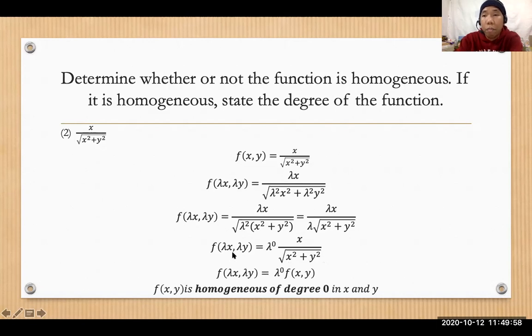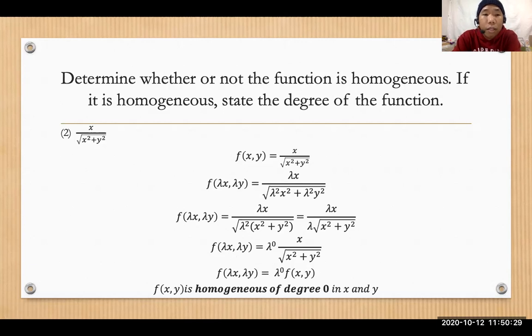Just a reminder, for homogeneous functions, the degree is not limited to whole numbers. You can have a degree that is negative, you can have a degree that is a fraction, or any integer. Again, remember, the degree of a homogeneous function is not limited to whole numbers. It could be an integer, a positive or negative number, 0, or a fraction.